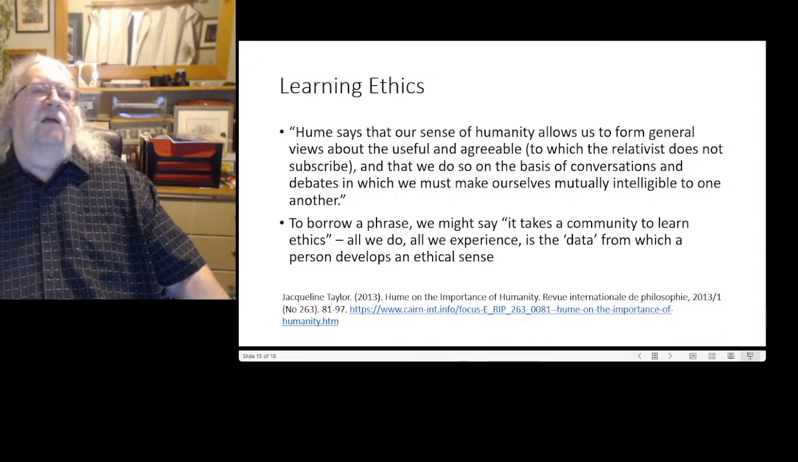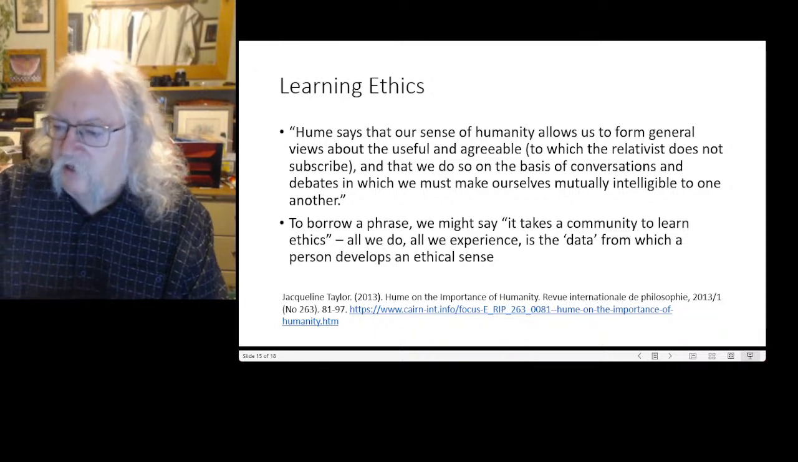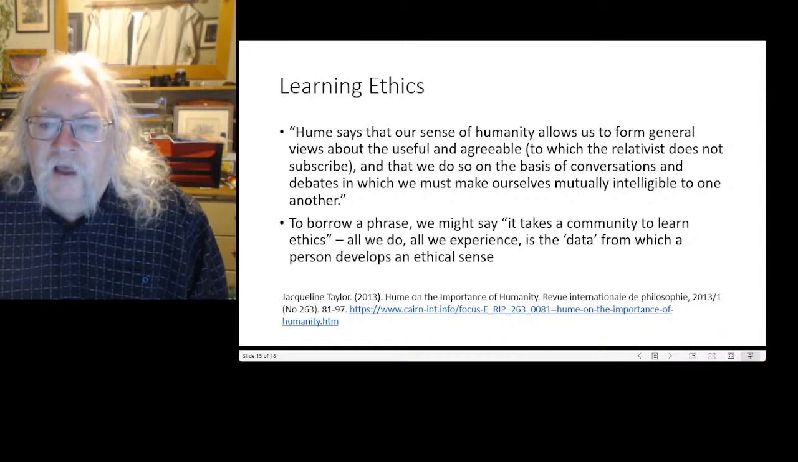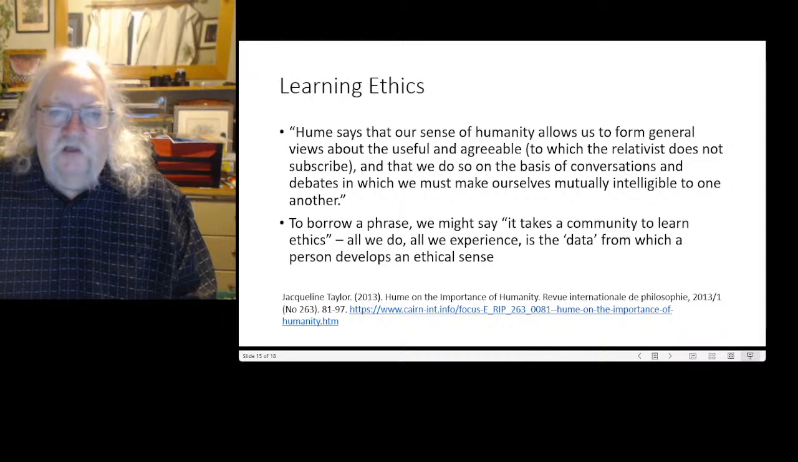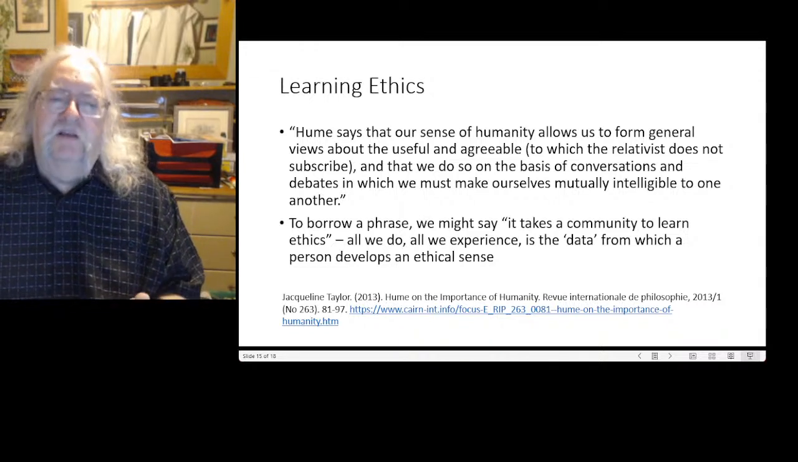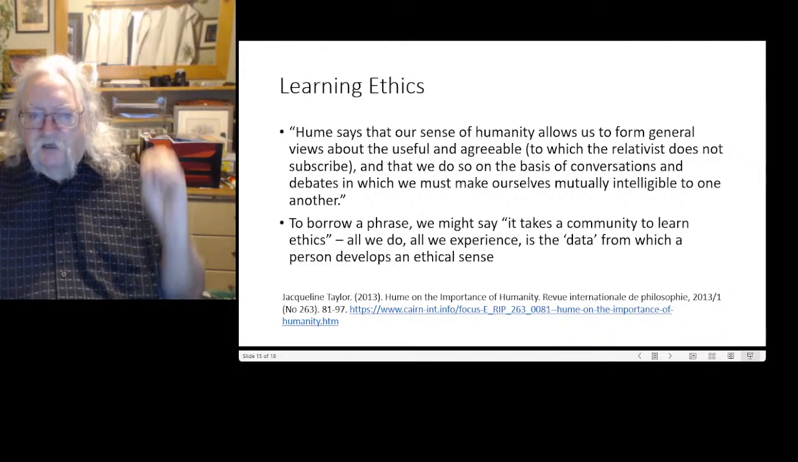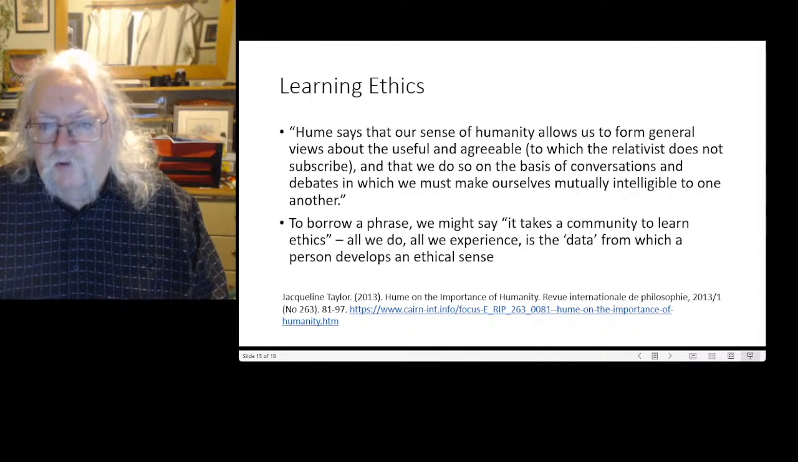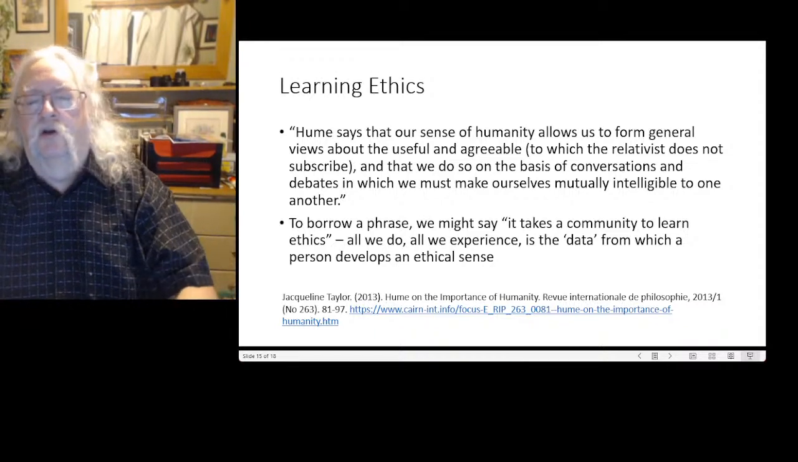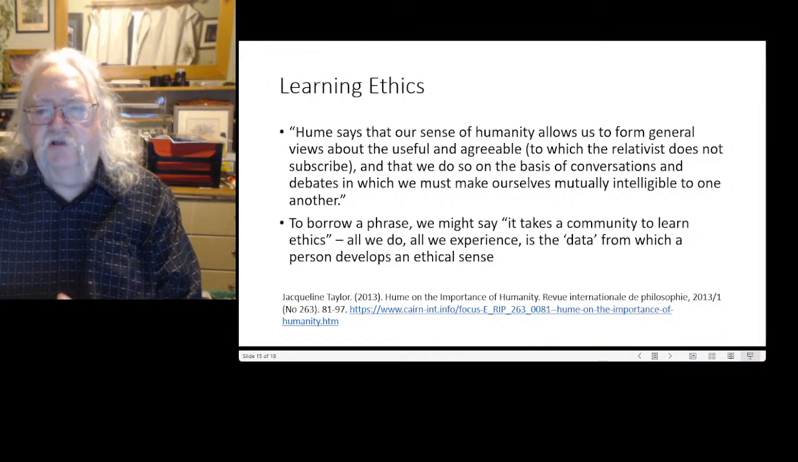It's almost a liberal interpretation of Hume, liberal with a small l, in the sense of the liberal society where you get a bunch of educated people in a room and they talk very agreeably and have conversations and all eventually get together to find what morality must be. I really don't think that's Hume at all. But if you take that description and remove all the specificity out of it, like general views or even usefulness or agreeableness or mutual intelligibility, because all of that is imposing a structure on Hume which really doesn't deserve to be imposed, then we might say it takes a community to learn ethics.